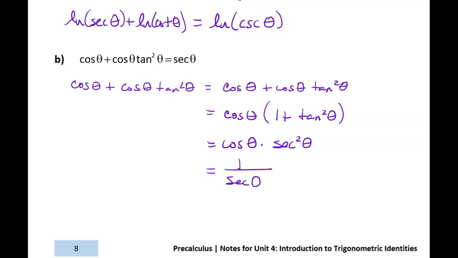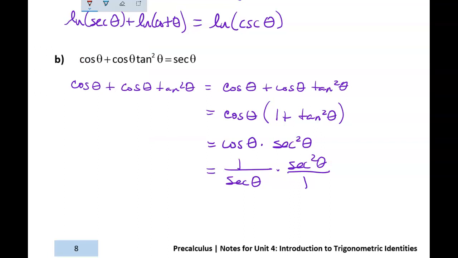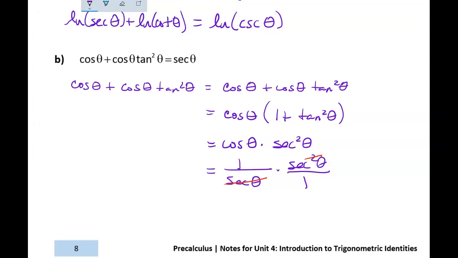Cosine is 1 over secant, and we can write the secant squared of theta as secant squared over 1. Grab the handy dandy cancellation pen, cancel one factor of secant in each numerator and denominator, and we get secant of theta. Let's bring that left side down so that we now have written the trig identity that we were trying to prove.